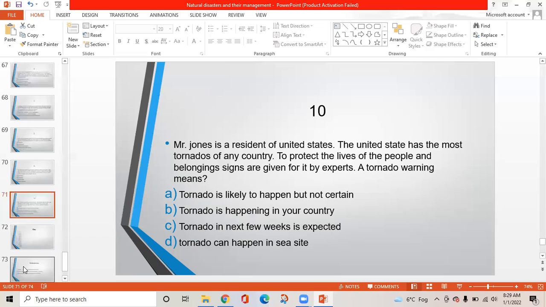10th MCQ is Mr. Jones is a resident of United States. The United States has the most tornadoes of any country. To protect the lives of people and belonging, signs are given for it by experts. A tornado warning sign means option A is tornado is likely to happen, but it is not certain. Option B is tornado is happening in your country. Option C, tornado is in next few weeks is expected. Option D, tornado can happen in seaside. Option B is the right one. Tornado is happening in your country.